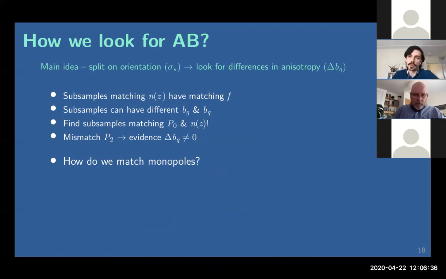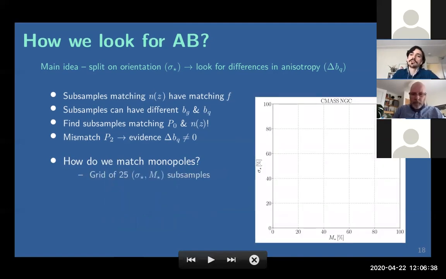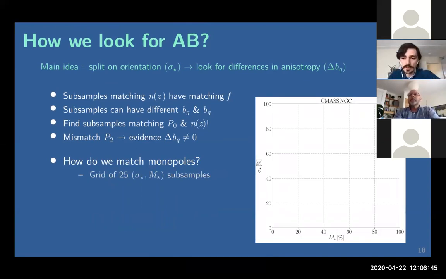We want to match the monopoles also. So how do we do that? We start by looking at a bit of a complicated plot, but I'll try to make it step by step. First, in each of the redshift bins, we split our sample into these 25 grids. So in each of them, there's 5 times 5 samples. So here will be low values of stellar mass and low values of velocity dispersion. And here will be very high values of both, right? And all the other ones.